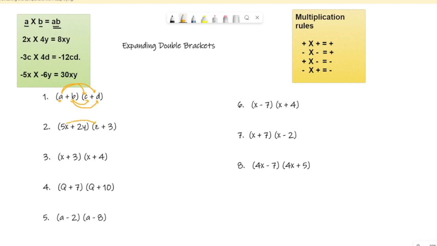With this you multiply this and then this. Then with this one you multiply here and then here. Okay, so let's do some questions out of all these questions you can see here. Let's begin.